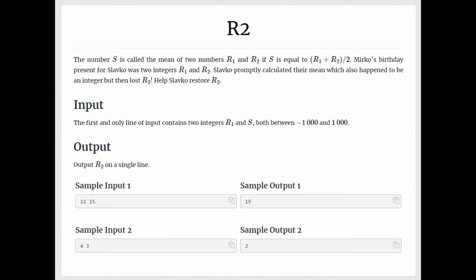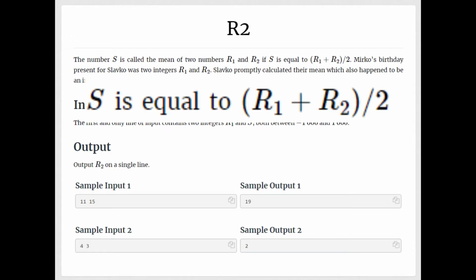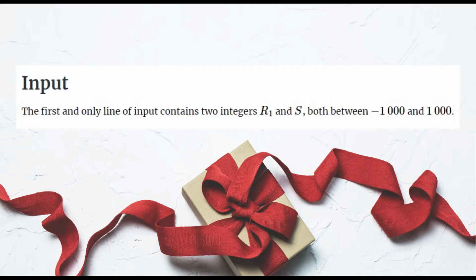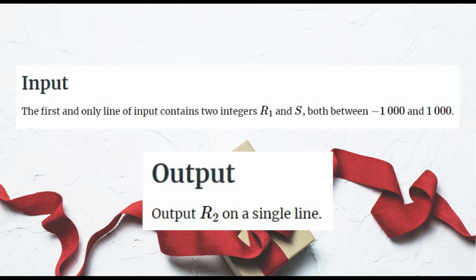So the premise of the problem is that part of Mirko's friend's gift is called R2. The average of R1 and another number is S, and Mirko loses R2 but still has the other variables. You can read the problem for yourself, pause here if you don't quite understand, or check out the problem online via the link in the description. Moving on, given R1 and the average S, we need to solve for R2.